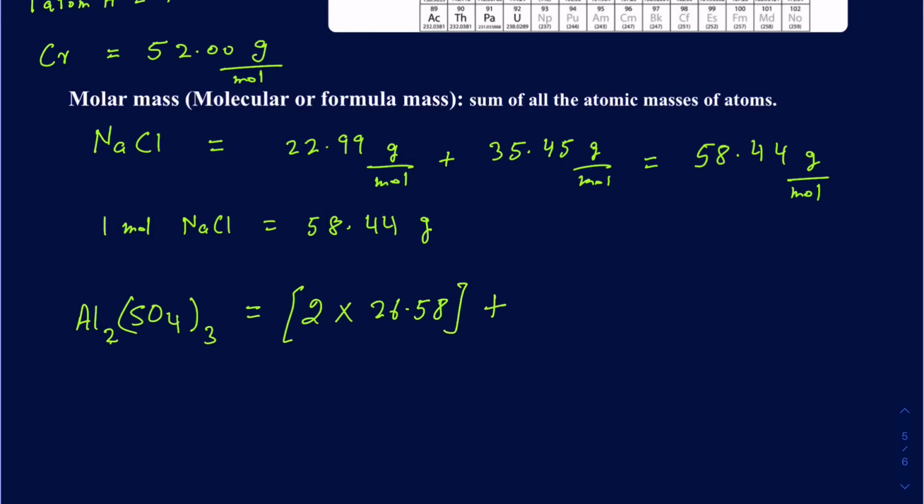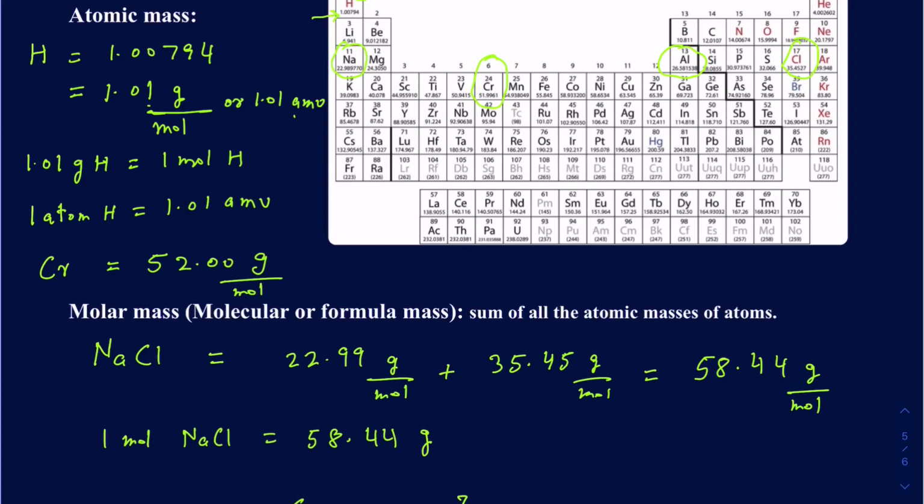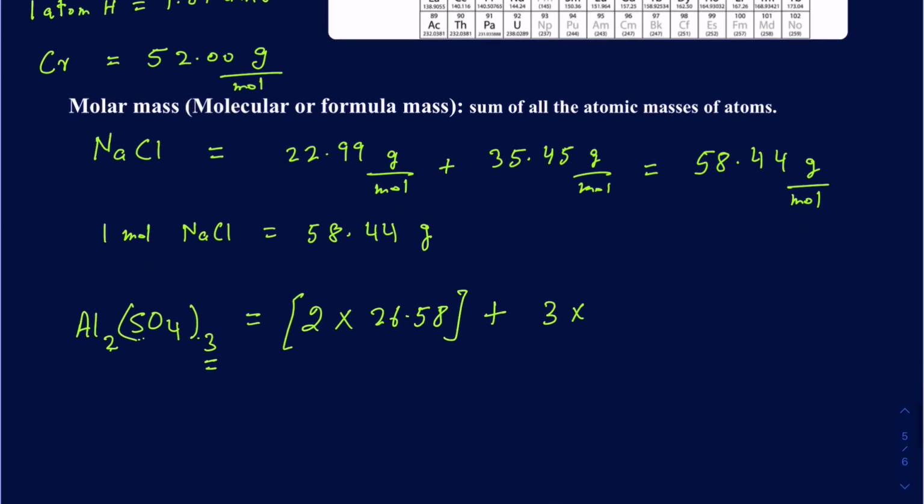And then how many sulfurs do you have in there? Well, I have 3 sulfurs. When you have this 3 written outside the parentheses, it belongs to every single atom inside that parentheses. So it's going to be 3 times the atomic mass of sulfur. Sulfur is atomic number 16, so its atomic mass is about 32.07. And then how many oxygens do we have here?